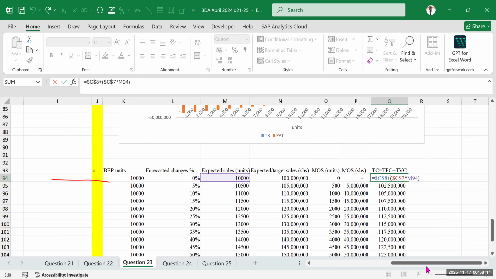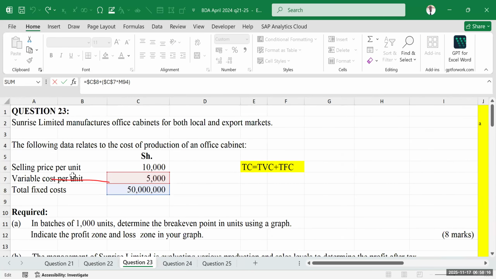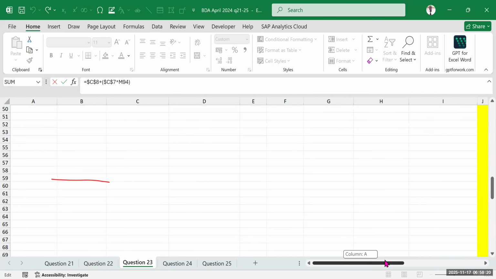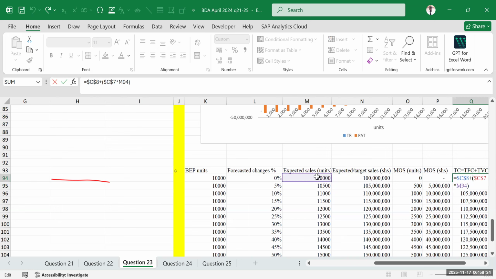And variable cost per unit is remaining constant. It was given up here, so I've just referred to it. Variable cost per unit, and you fully lock it. But when you come to the number of units you're multiplying it with, you refer to the target sales in units. You refer to the expected sales in units, like that. I hope you've gotten something there.